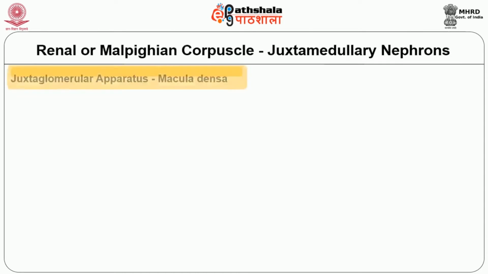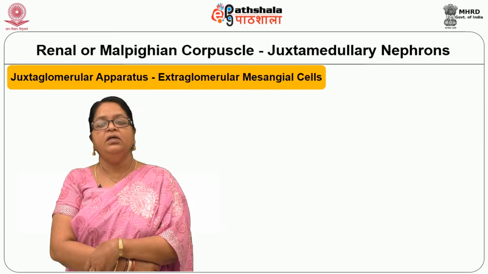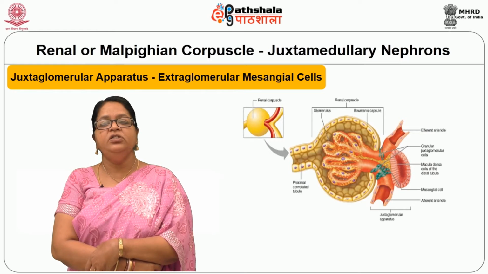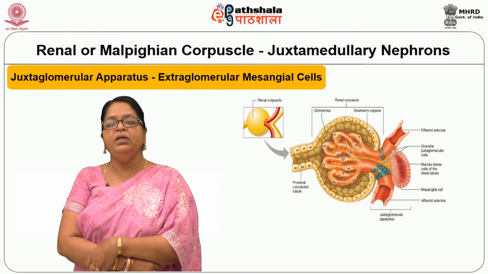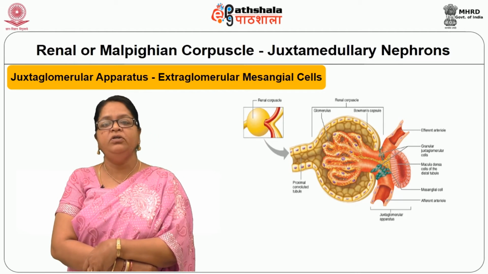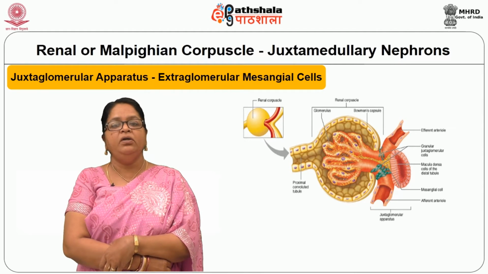The macula densa is the end region of the thick ascending segment before it opens into the distal convoluted tubule. It is situated between the afferent and efferent arterioles of the same nephron. As you can see, it lies very close to the afferent arteriole and is formed by tightly packed cuboidal epithelial cells. The extraglomerular mesangial cells, or agranular cells, Lacis cells or Goormaghtigh cells, are situated in the triangular region bounded by the afferent arteriole, efferent arteriole and macula densa.